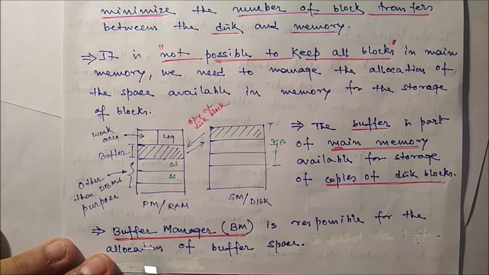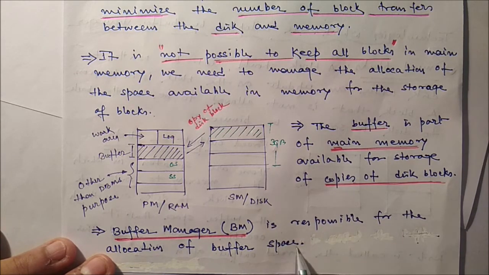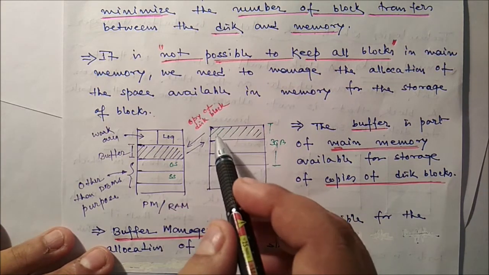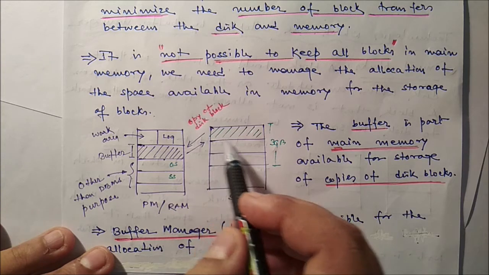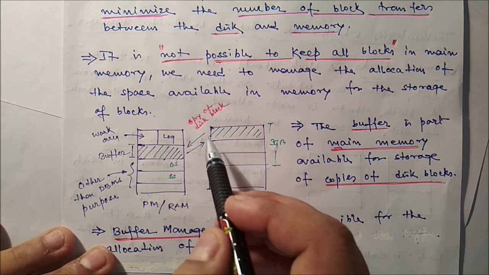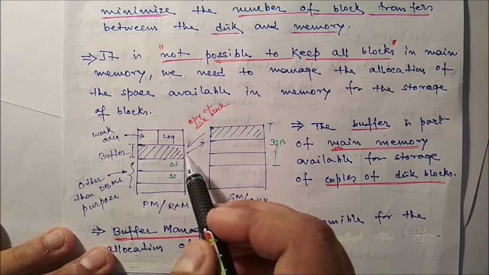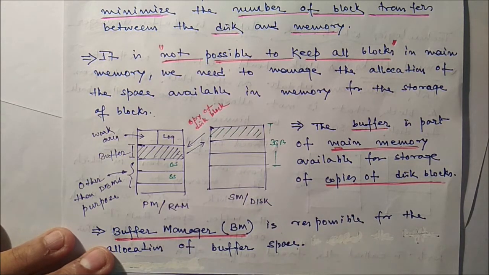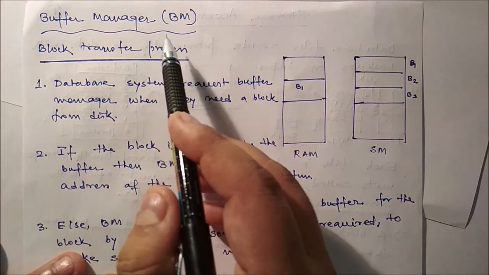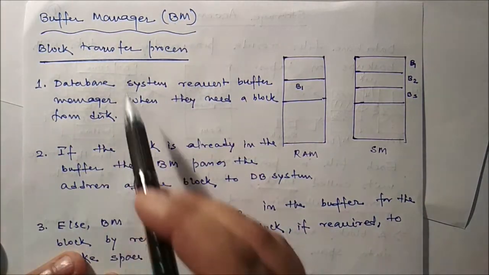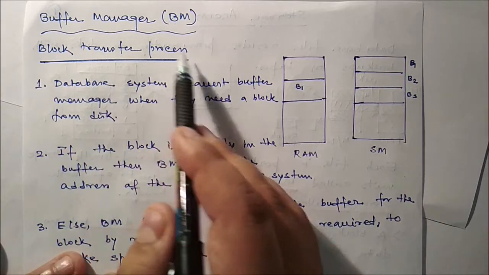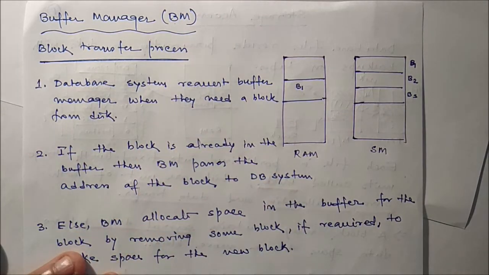The buffer manager is responsible for the allocation of buffer space. It is also responsible for transferring data from secondary memory to primary memory, and from primary memory to secondary memory. So that is the purpose of the buffer manager. Now, the block transfer process we discussed is done by the buffer manager.